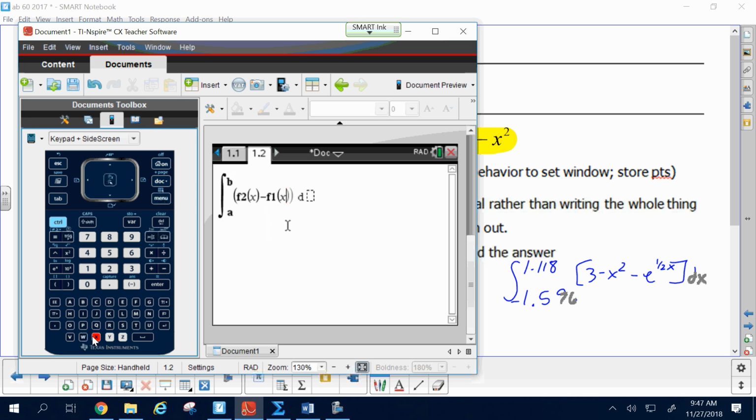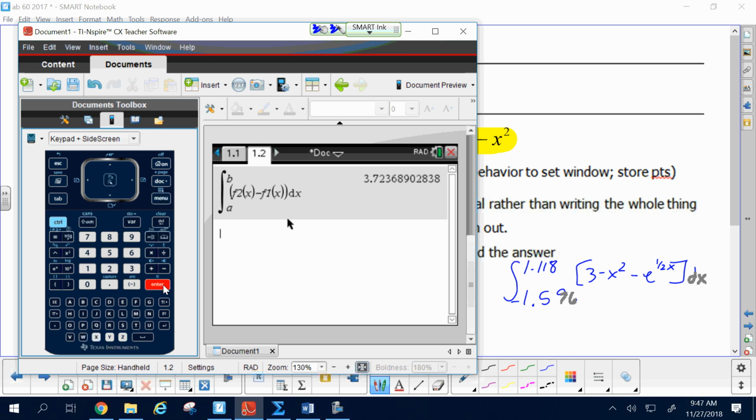It's way better than typing in that junk again. And 3.723. Now, if you got a negative there, what does that probably imply? Yeah, you switched the two. You probably had the wrong upper and wrong lower, and you forgot which one was F2 and which was F1. So your answer then reported to 3 decimal places is 3.723. You can get more if you like. All right. Did that go okay?